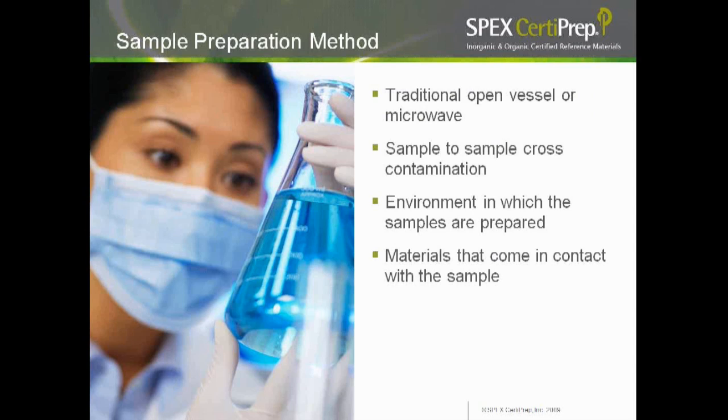Next to be considered is a sample preparation method. This is one of the most crucial steps. Samples can be digested in traditional open vessel or microwave oven. We must avoid, at any cost, sample-to-sample cross-contamination and be scrupulously clean with regard to anything that comes into contact with the sample. This brings us to the environment in which a sample is prepared and analyzed.